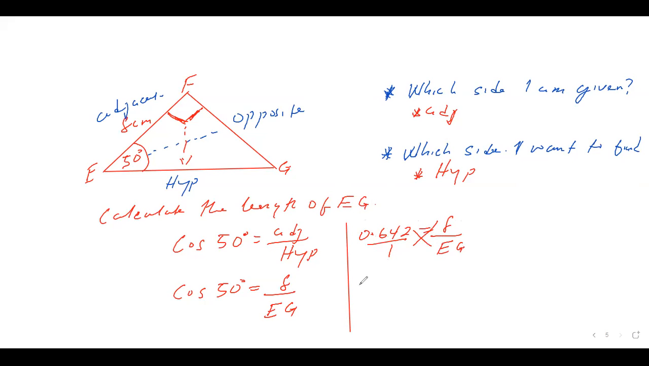Multiply, right? So I get 0.642 times EG is equal to 8, right? Now I say EG is equal to 8 divided by 0.642. Okay, what do we get now? What is 8 divided by 0.642? Anybody can tell me, please?